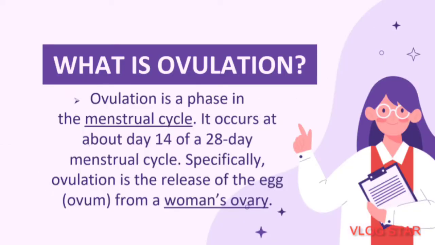Ovulation. Ovulation is a phase in the menstrual cycle. It occurs at about day 14 of a 28-day menstrual cycle. Specifically, ovulation is the release of the egg or ovum from a woman's ovary.